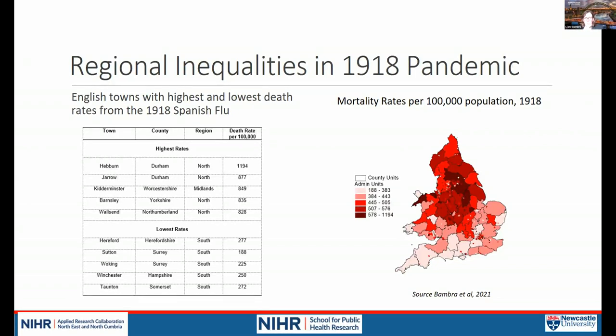In the table, you can see that we wanted to put it into context of what the numbers are in terms of death rates, and obviously the death rate here on average is much higher than it is for COVID-19. But we can see that the areas in the country in 1918 that had the highest death rates, for example Hebburn and Jarrow, now part of Tyne and Wear, suburbs of the Newcastle conurbation, had mortality rates almost 6 times as high as the lowest areas, such as Sutton in Surrey in the south of the country. So there were certainly very big regional inequalities in the pandemic.